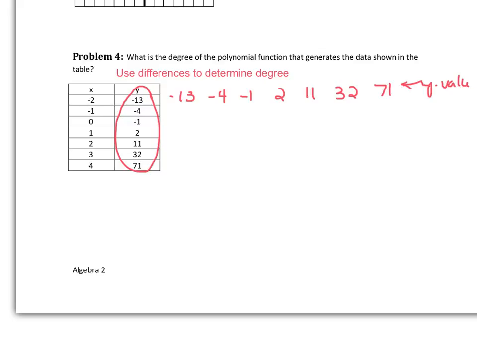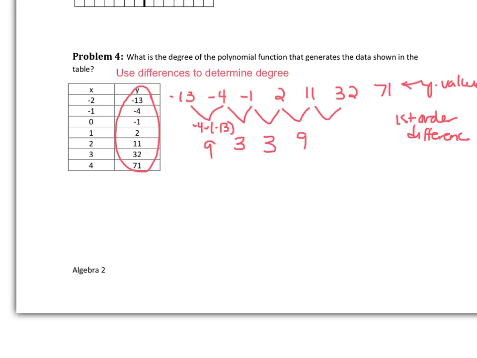Now we're going to find what we call our first order difference. What we do is take the difference between these two numbers, and I go from right to left. So literally I'm finding negative 4 minus a negative 13. That's negative 4 plus 13, so this is 9. Again, right to left, negative 1 minus a negative 4 is 3. 2 minus a negative 1 is 3. 11 minus 2 is 9. 32 minus 11 is 21. And 71 minus 32 is 39. So that's our first order difference.